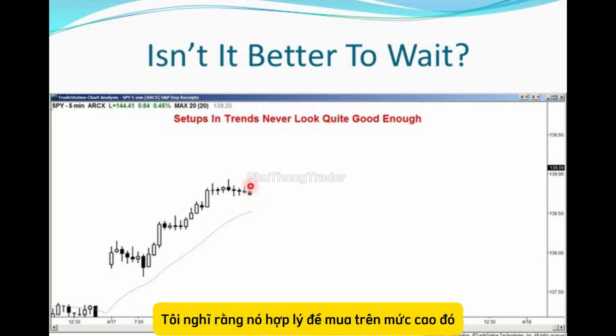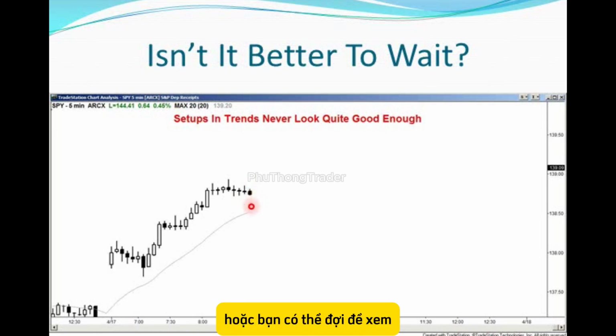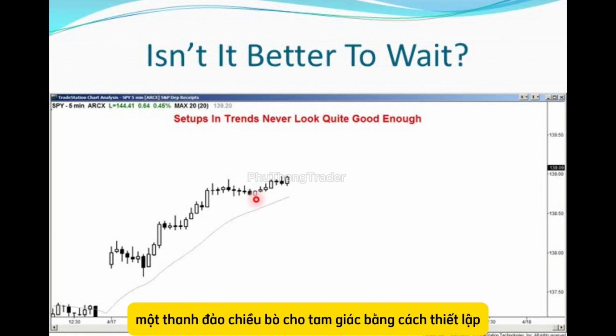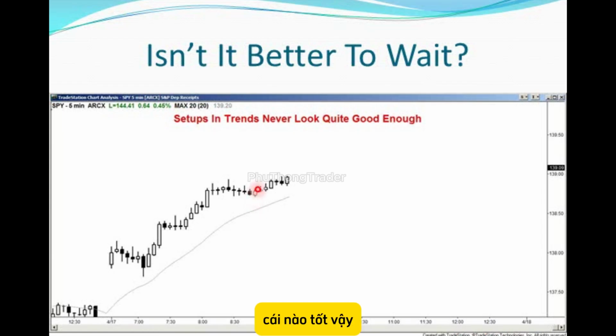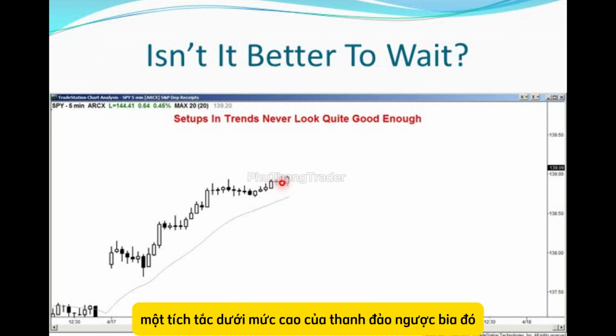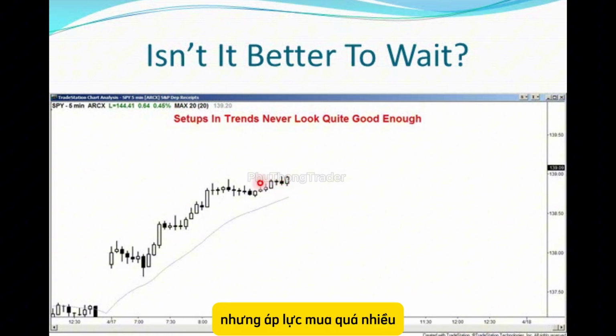I think it's reasonable to buy above that high, or you could wait to see if we get a pullback to the moving average. We got a bull reversal bar for the triangle buy setup, which is good. So you could buy 1 tick above the high of this bull bar. Bear is trying to reverse, and the market ticked 1 tick below the high of that bear reversal bar. To me, I think you can scalp out of your longs, but way too much buying pressure, and the channel is way too tight, and the pullbacks have been way too small to be thinking about taking any shorts.